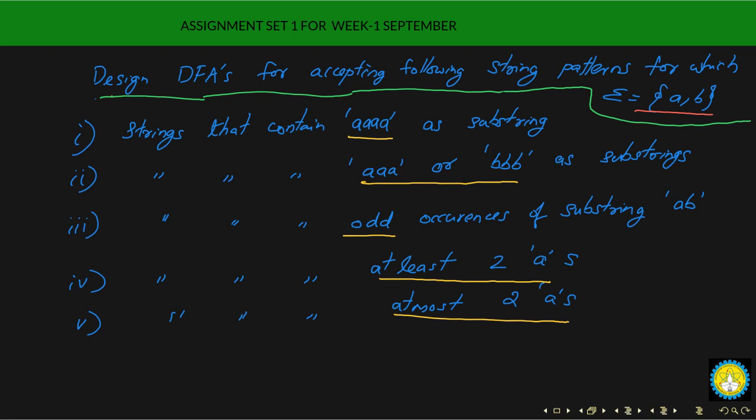The second example is to find strings that contain AAA or BBB as substrings. So it has to accept both cases. If that particular string contains AAA or BBB, it should be accepted. And similarly, the third assignment is to find strings which contain odd occurrences of the substring AB. We have already seen the even example, so you have to work out the odd example. Actually, the odd example is simpler compared to the even example.